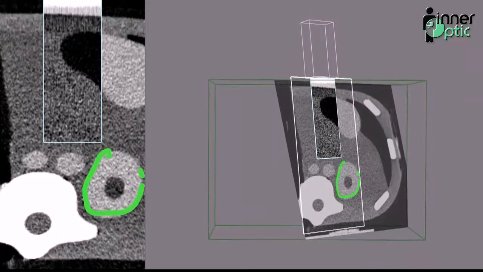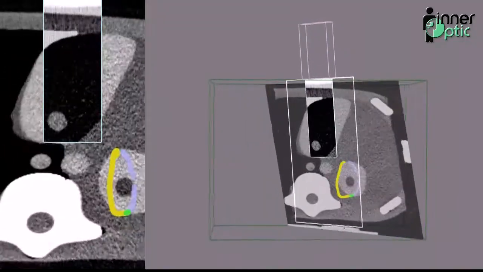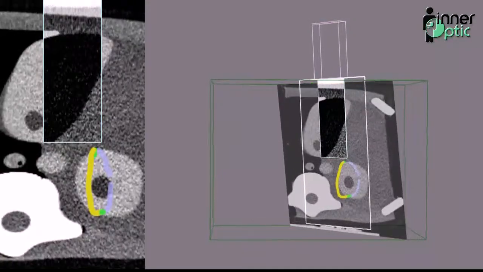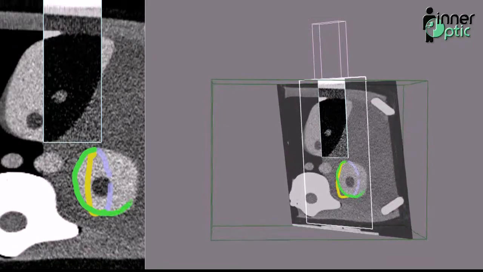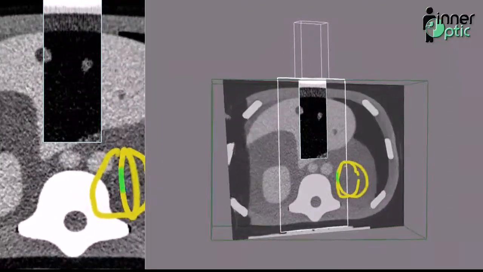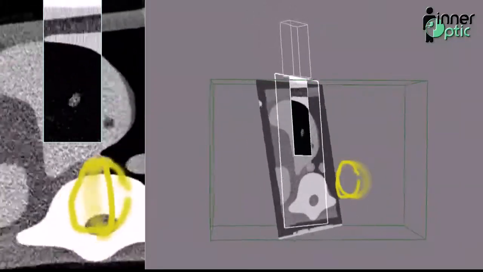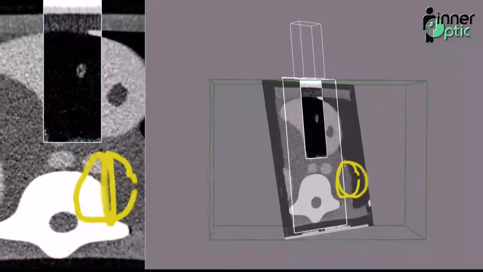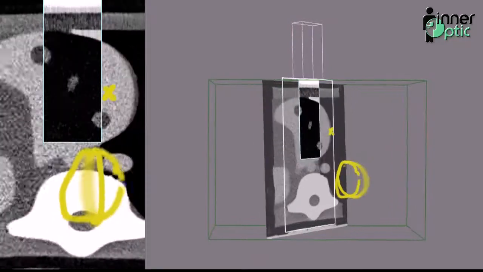These are approximate annotations, used informally. They wouldn't be used, for example, to compute the volume of a tumor. By circling it in two different planes, we can have a good notion of its shape in 3D. I'll also mark a tumor right here.